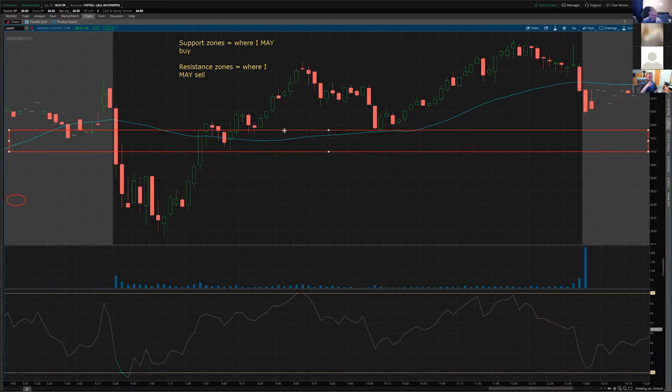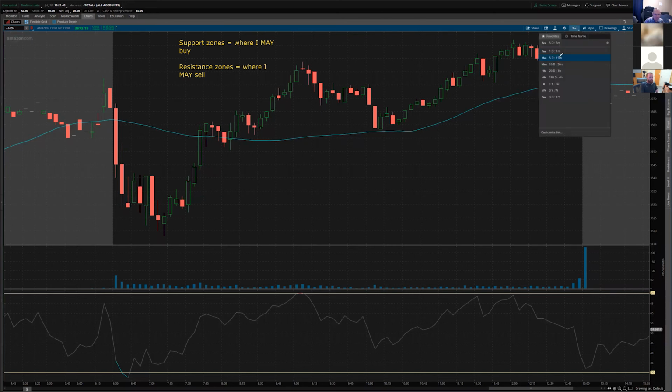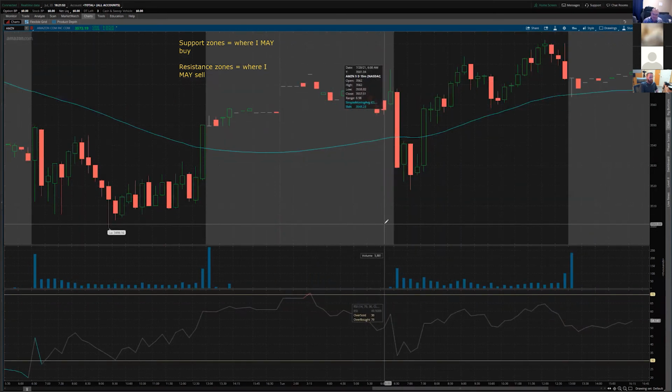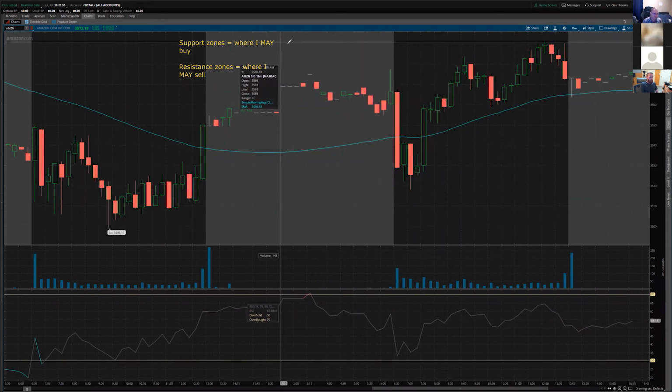Hold on, guys. Now, when you're drawing zones for a day, I tend to look at 2 days' worth of data because you kind of want to see where it was heading the day before. So if you can see, look, it actually follows the zone pretty similarly.